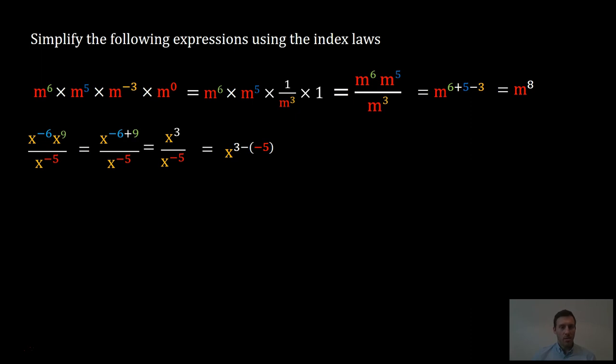And then we take away the power from the bottom, and we've got 3 negative negative 5. We end up adding the 5, and we simplify to x to the power of 8. Let's look at another example.